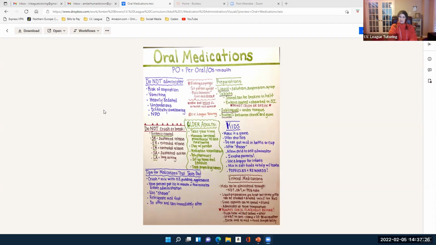Now NPO, that one's a little tricky because sometimes they will allow some PO meds, like with a tiny sip of water. So if you get an order that says PO and you know your patient's NPO, you just need to verify with the physician that it's okay to do that.